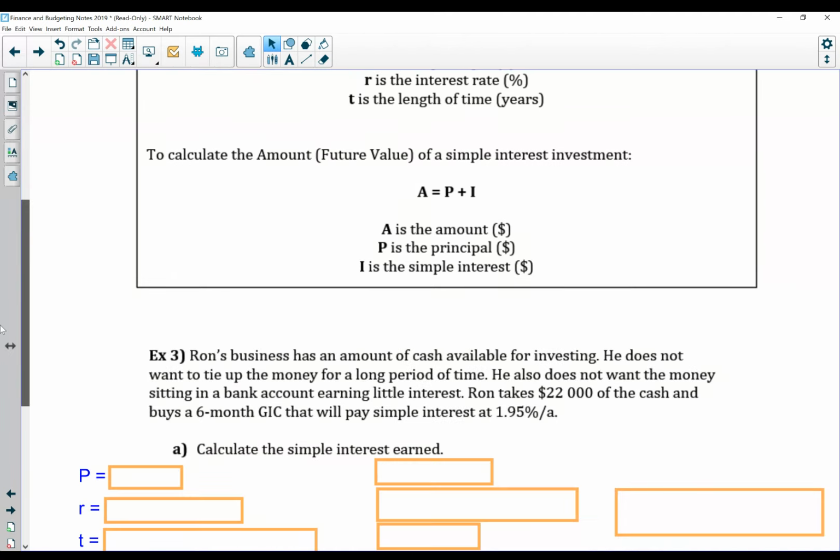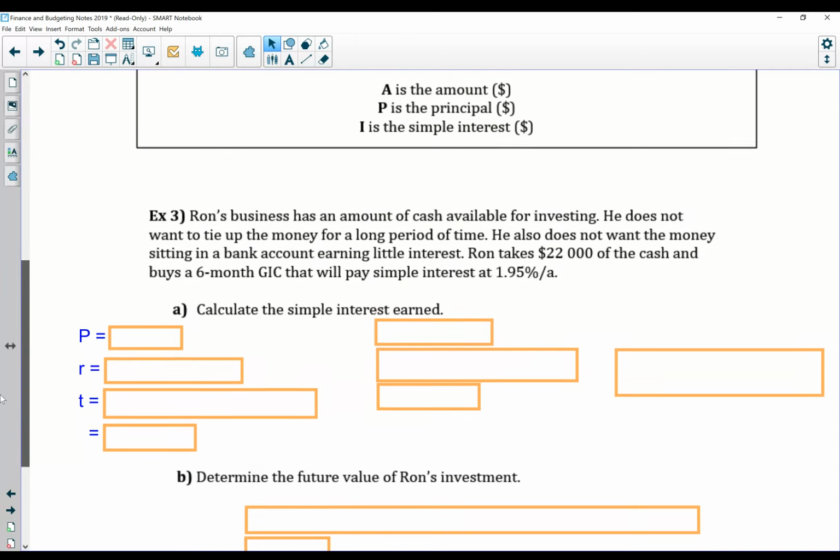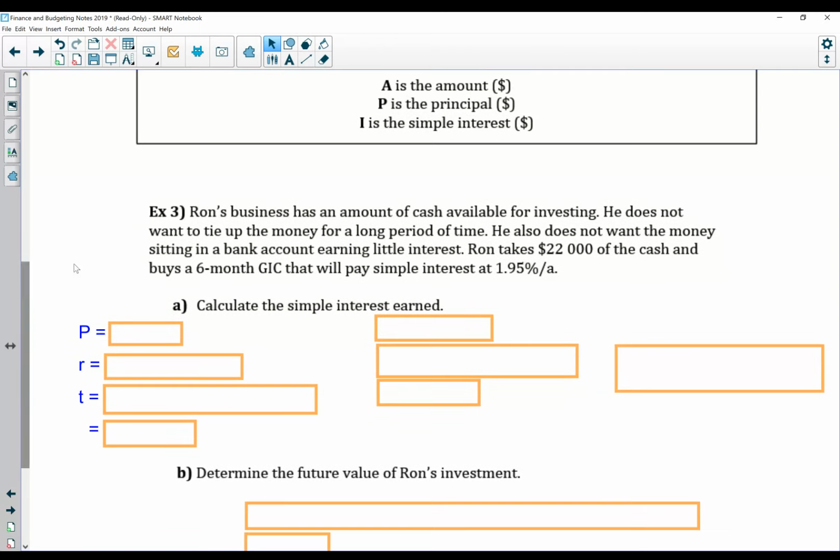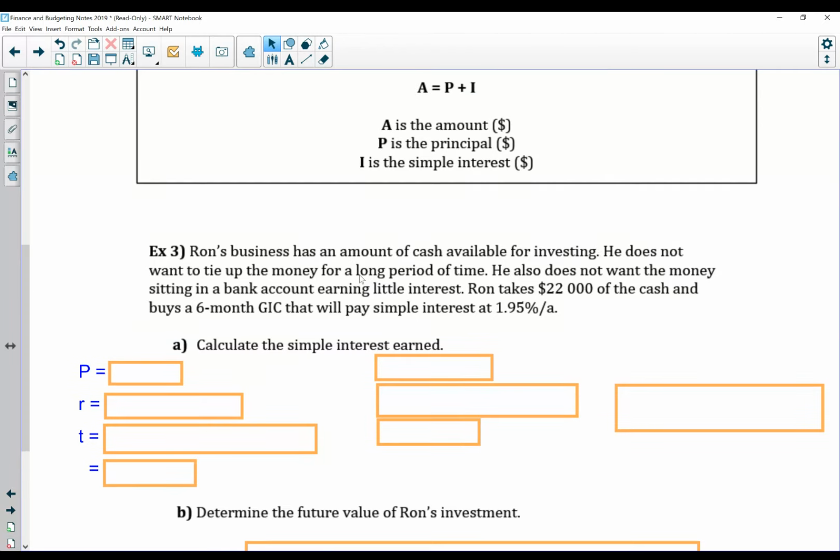Okay, so here's a question that we might be expected to handle based on what we just learned. First and foremost, this says Ron's business has an amount of cash available for investing. That's good. It means he saved some money and he wants to invest it. He does not want to tie up the money for a long period of time, so he's going to look for a short investment. He also does not want the money sitting in a bank account earning little interest. Ron takes $22,000 of the cash, which is a lot of money. He's got $22,000 saved up to invest.